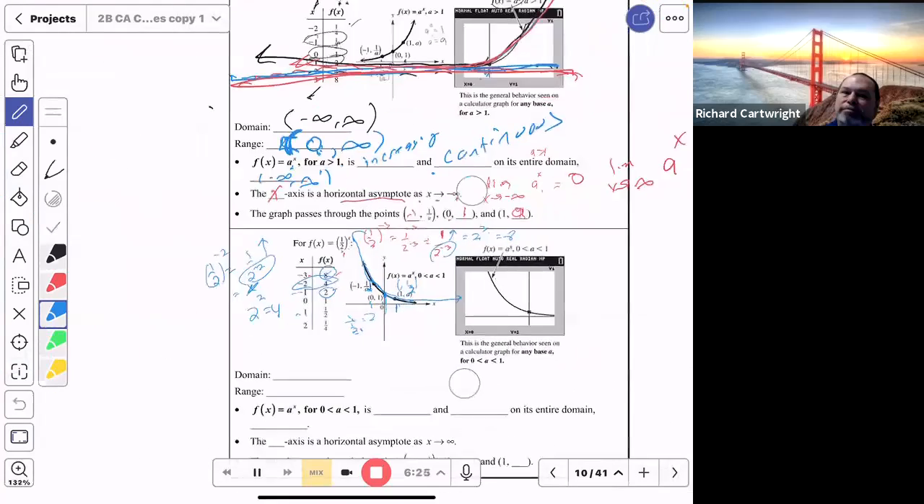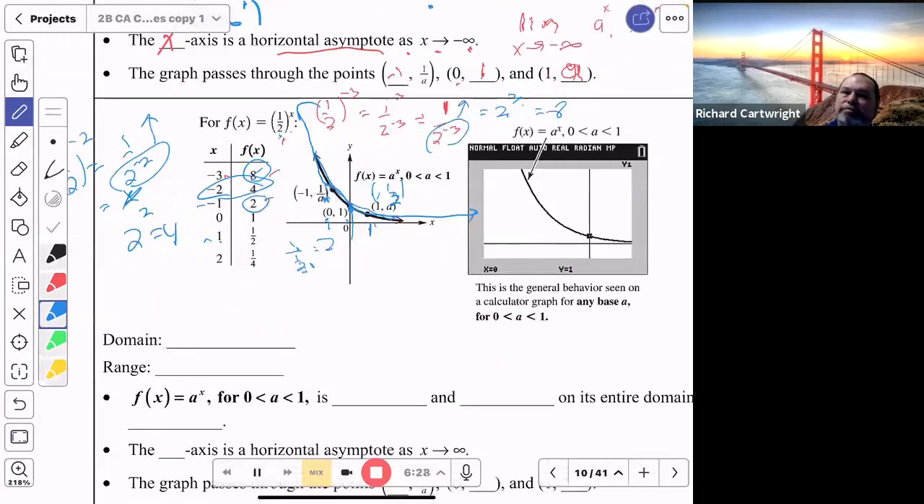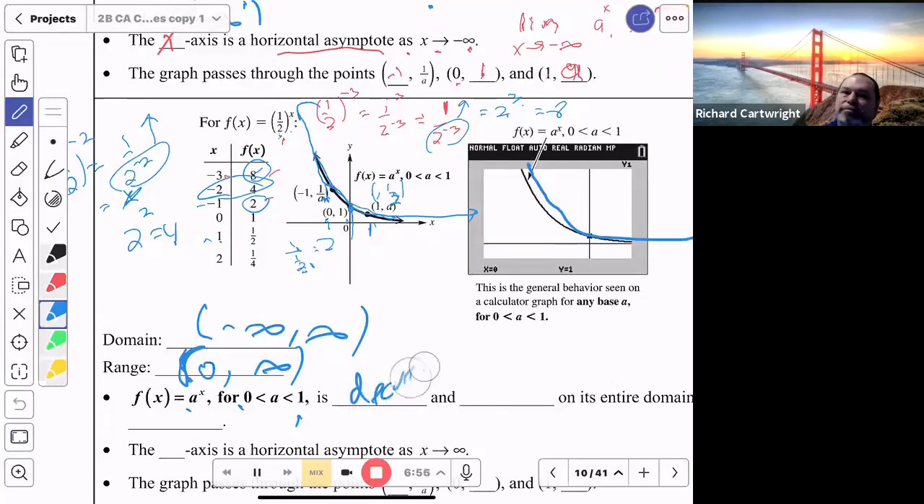So that's your parent now. So what he did is he switched it to an a between 0 and 1. The domain is still negative infinity to infinity. The range did not change either. The lowest it can go is almost to 0, never touching it though, so it's a parenthesis, still to infinity. And assuming that a is between 0 and 1, we know that the function now, from left to right, is getting smaller. So it's decreasing, and it's still continuous.